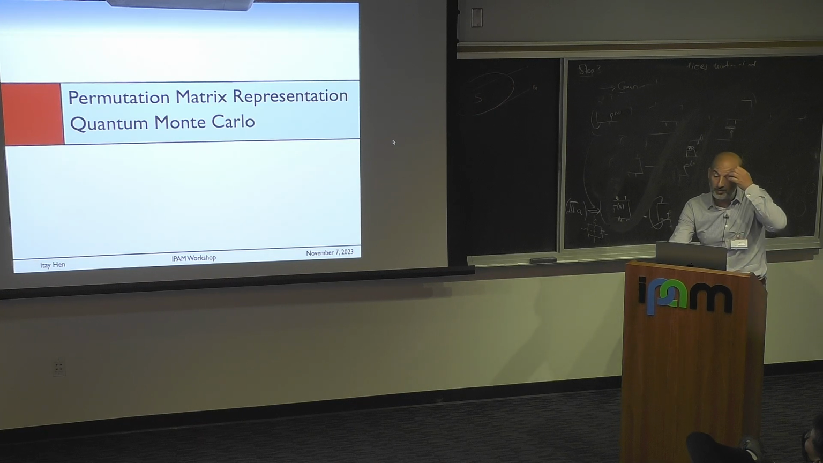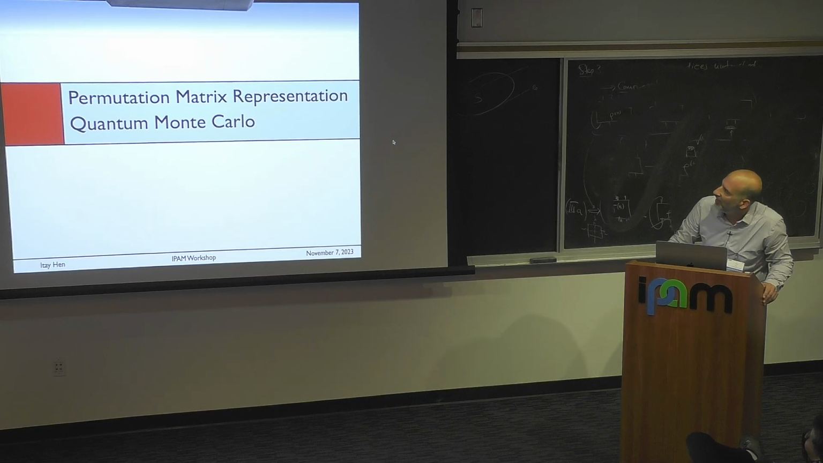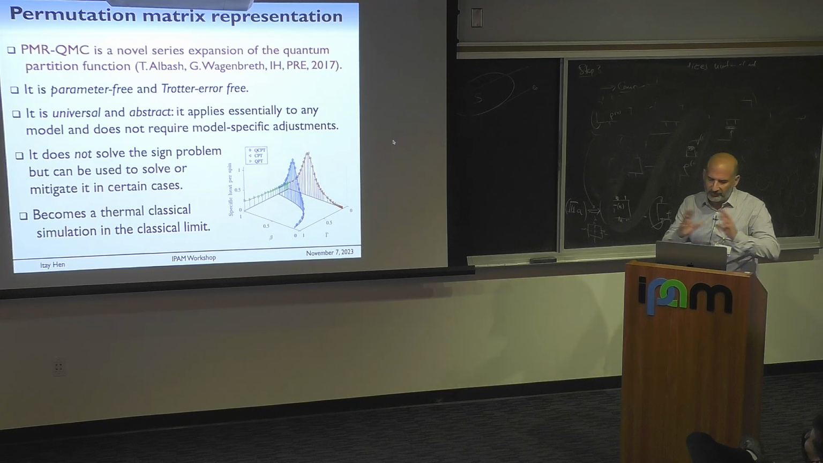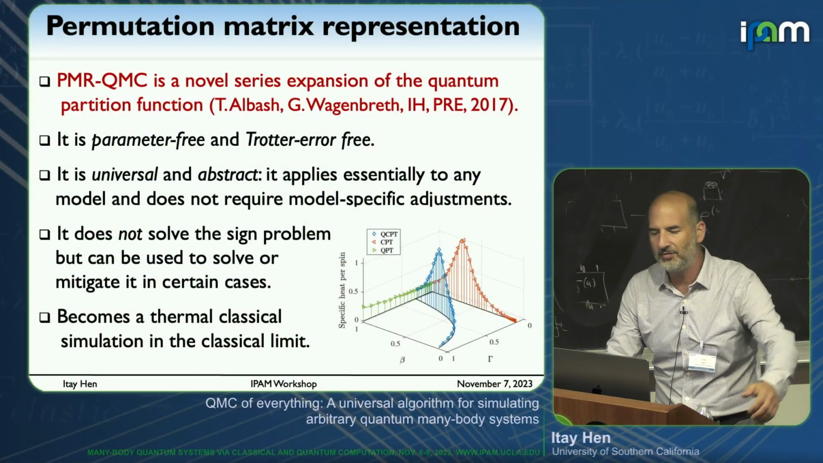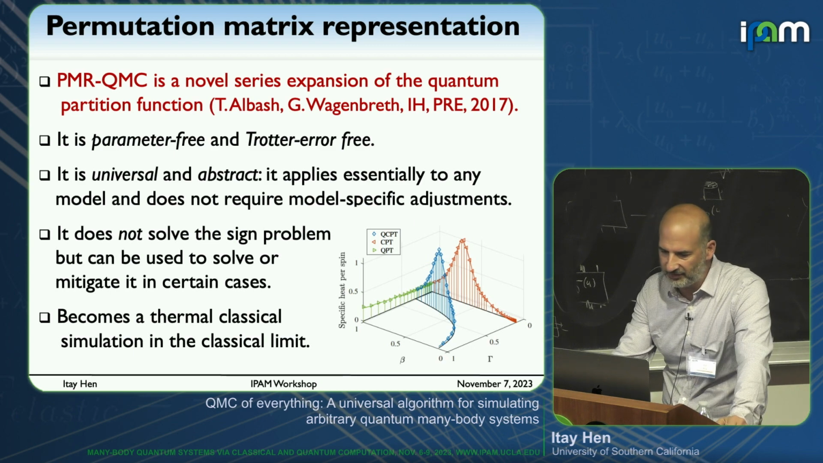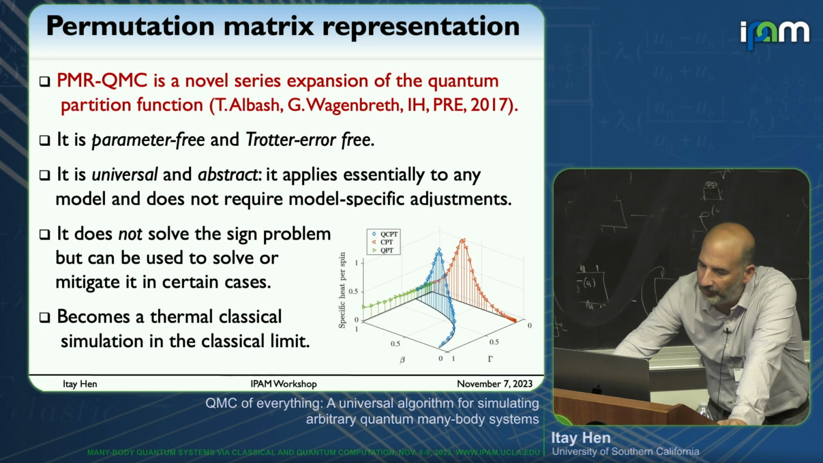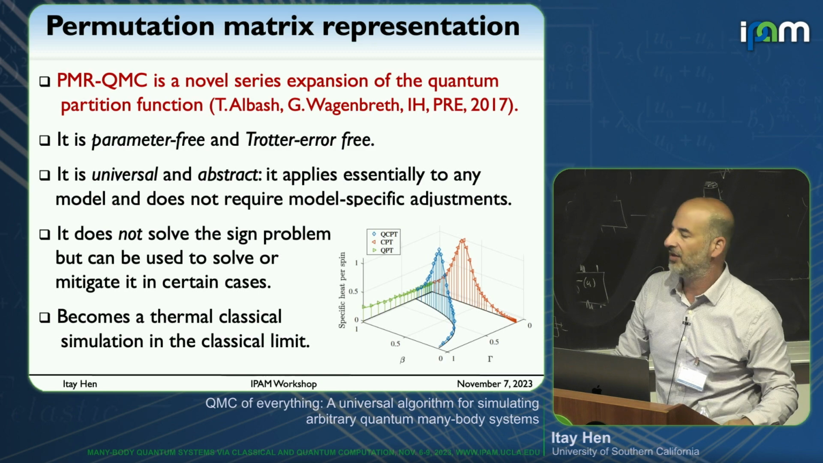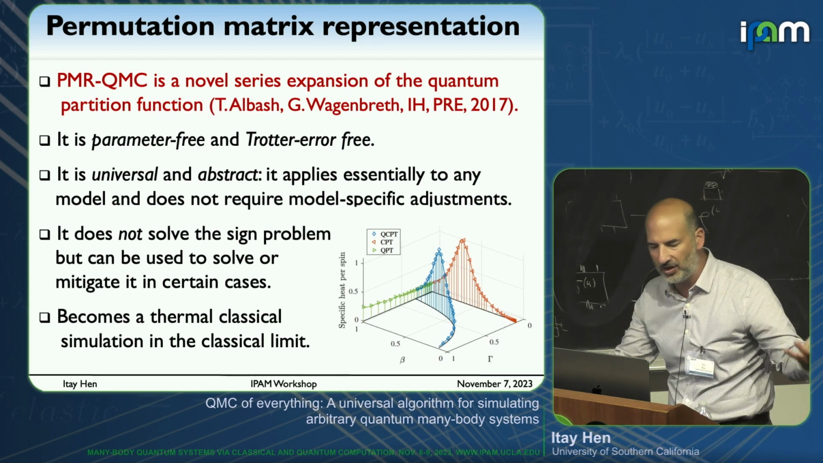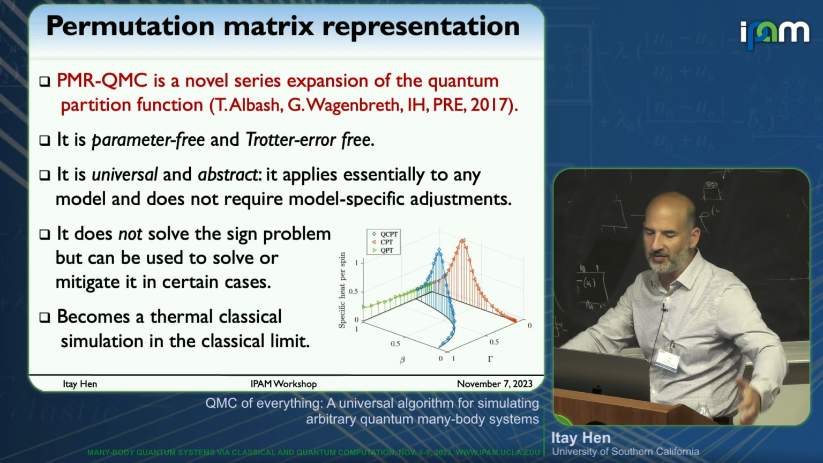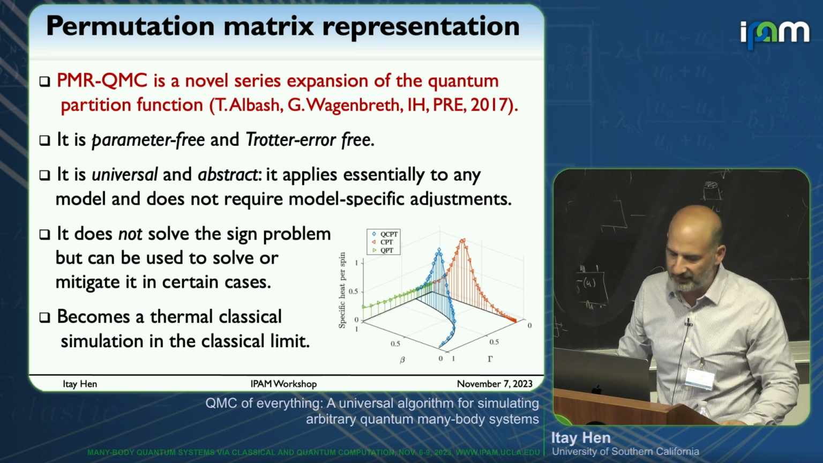And this is why we came up with this permutation matrix representation quantum Monte Carlo. Okay. So just a very quick overview, PMR, permutation matrix representation, PMR QMC, is based on a novel series expansion. I'll talk about it in a second. But the most important thing is that it's parameter free and it's Trotter error free. It's fully natural. And in that sense, it's also universal and it's really abstract. And because it's universal and abstract, I want to convince you that you can do a lot with it.